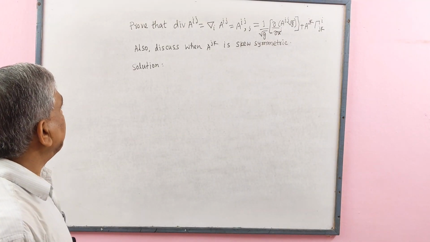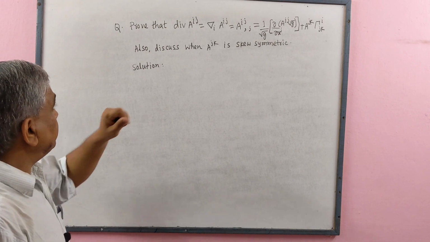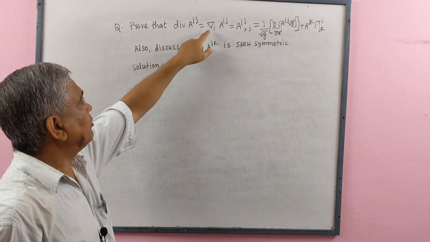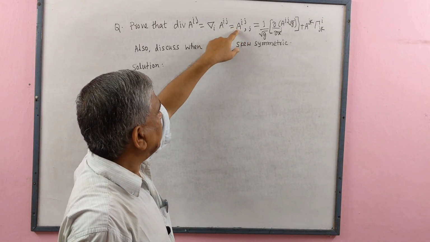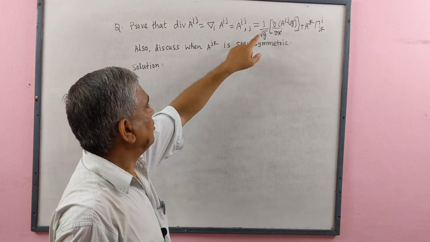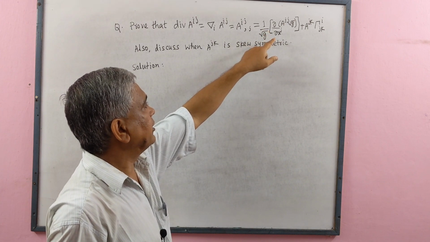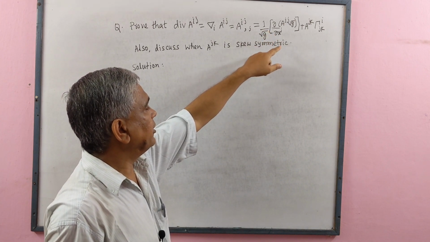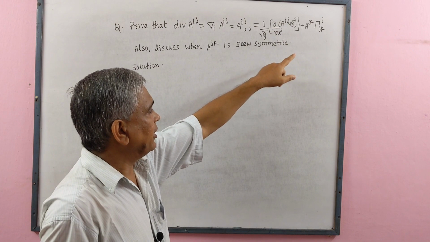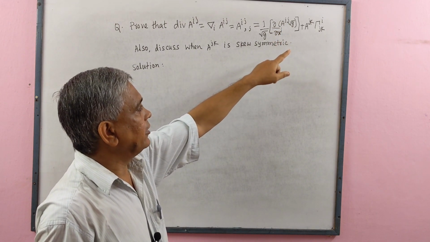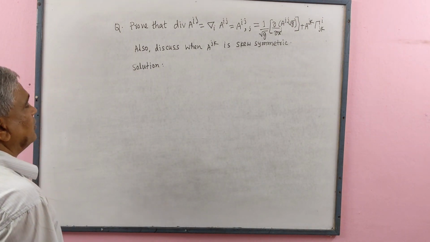Now we shall prove this question: divergence of A^ij equals nabla_i A^ij, the covariant derivative of the contravariant tensor A^ij, equals 1 by square root g del by del x^j of, under bracket, A^ij multiplied by square root g, plus A^jk multiplied by the Christoffel symbol of the second kind {i, jk}. Also discuss when A^jk is skew symmetric.